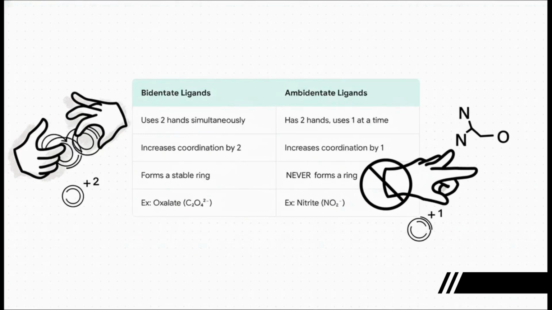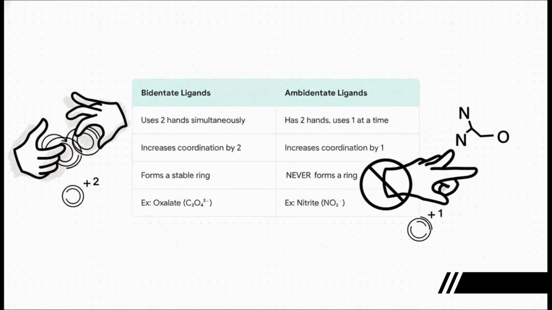So here's the difference side by side. A bidentate ligand uses two hands at once. Period. It forms that stable ring, and it bumps up the coordination number by 2. Simple. Now the ambidentate imposter, it has two possible hands, but it only ever uses one at a time. It might use the nitrogen or it might use the oxygen, but never both.